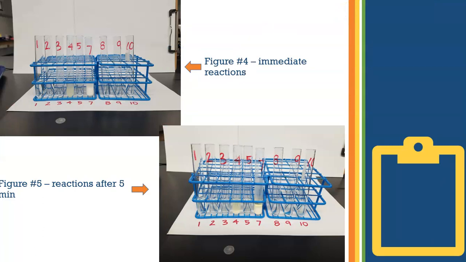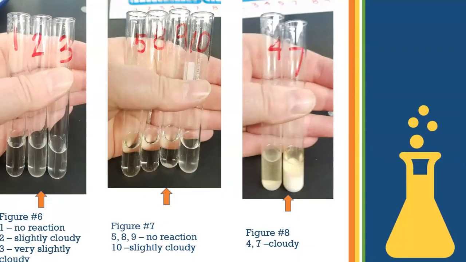Figure 4 shows the immediate reactions of each of the test tubes after they were each shaken slightly, and Figure 5 shows the same test tubes after they were allowed to react for approximately 5 minutes. Figures 6, 7, and 8 show the close-up views of the same test tubes after 5 minutes. Test tubes 4 and 7 each had a cloudy appearance, whereas test tubes 1, 2, 3, 5, 8, 9, and 10 were each no reaction, slightly cloudy, or very slightly cloudy.